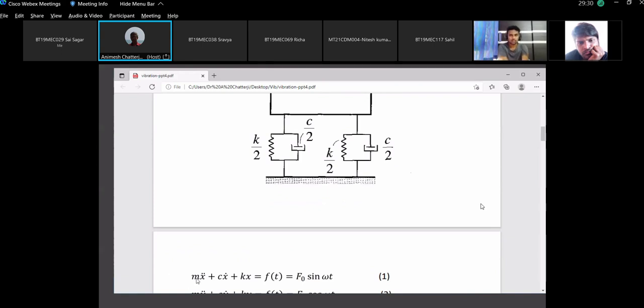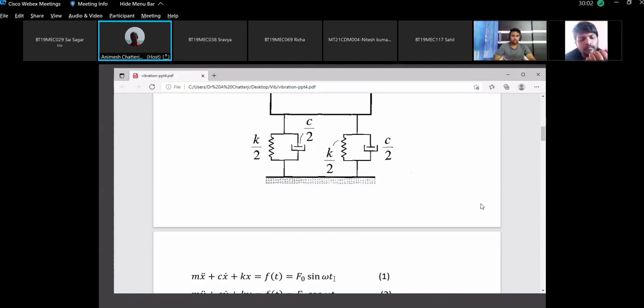m x double dot plus c x dot plus k x is equal to f(t), and let us assume that the forcing function is f0 sin omega t. ठीक है, let us assume that the force is a sinusoidal force, f0 into sin omega t. So we are discussing forced vibration when the force is a harmonic force. ठीक है?